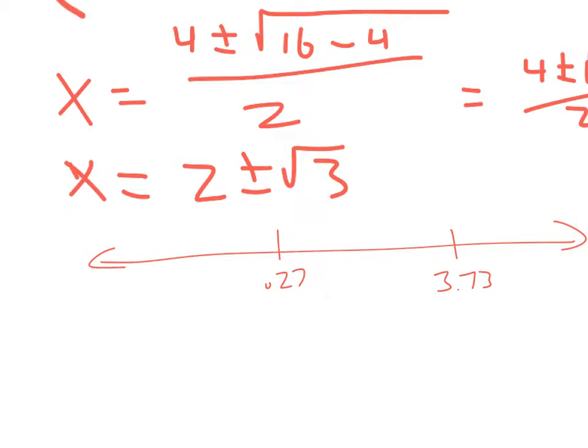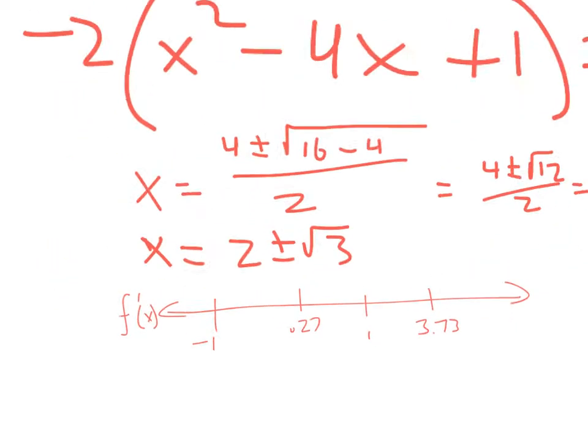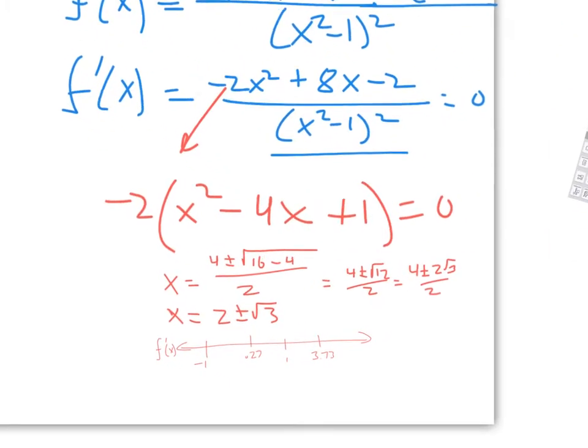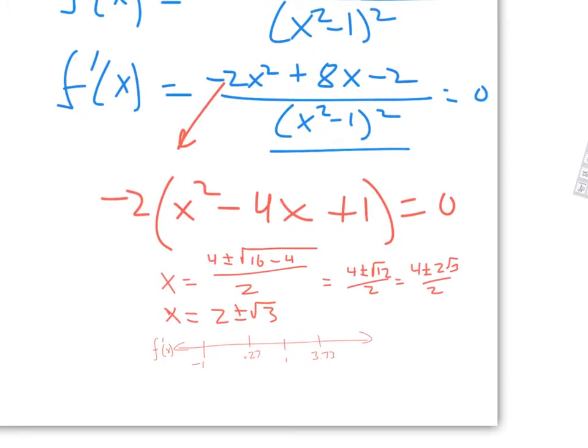So we've got that on our number line, and we also have our other critical values of -1 and 1. And we're going to test that out now. This is f prime of x. And so we're going to test that out with our derivative to find our increasing and decreasing. So we're going to plug these in here. If we plug in some of these values, we're going to get something like this.